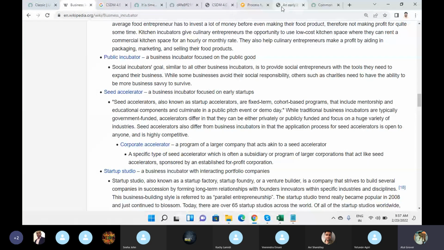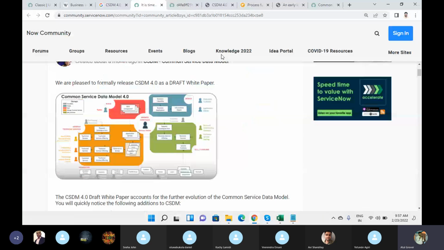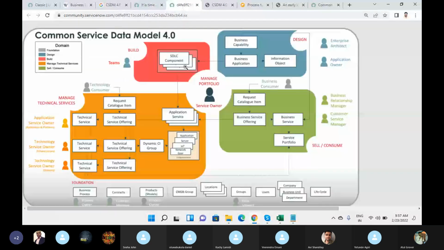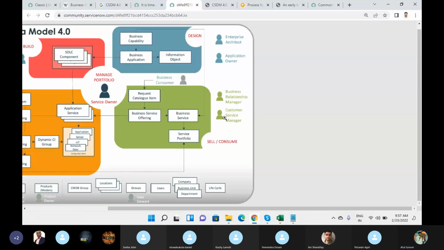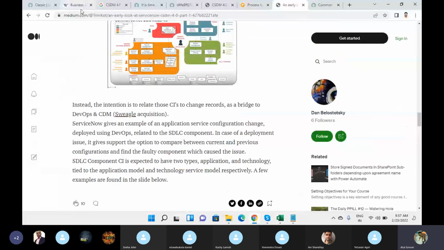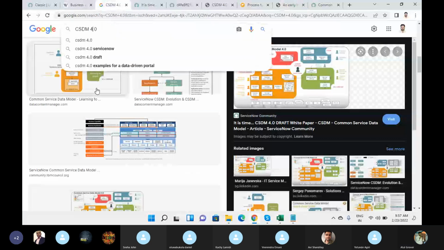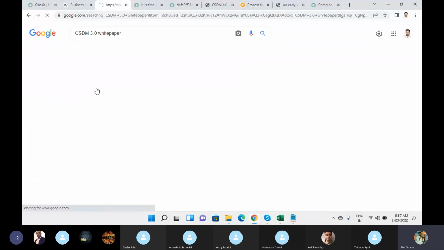Let me go here now. Before that, does anyone have any doubt, any question? No, not at all. All clear? 4.0. Yes, sir. Good. I'm looking for 3.0 one bit. Let me add it here.